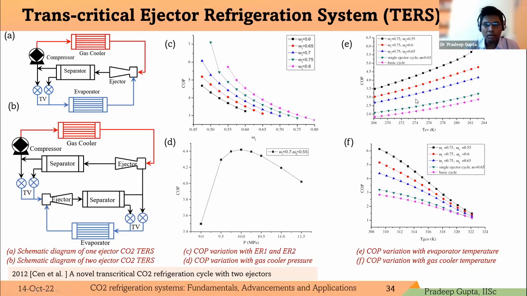And these are the performance characteristics of the system with a single ejector, the basic cycle, and the two ejectors. We can see that with two ejectors, system performance is obviously better than either a single ejector or no ejector. Similar to the transcritical system, we even have an optimal discharge pressure for these systems as well. And here is how the COP varies with the second ejector at different primary ejector entrainment ratios.